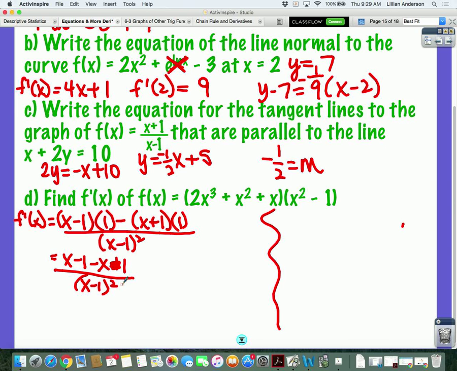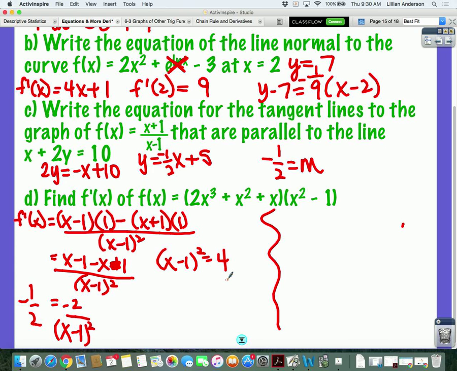So our x's cancel out, but our top turns into a -2 over x minus 1 squared, yes? So then we set that equal to a -1/2. Again, the only reason why we're doing this is because we're trying to figure out what our points are so that we can write our equation. A little bit of cross multiplying.